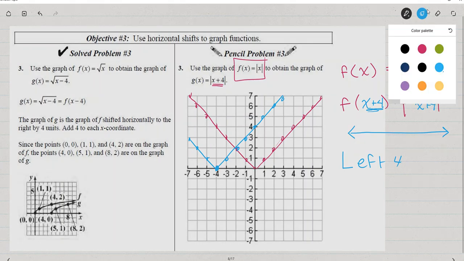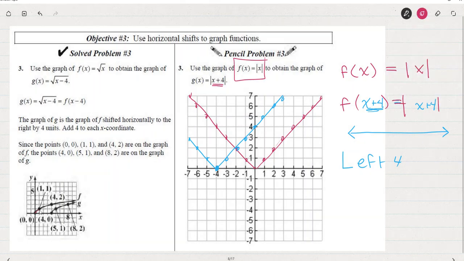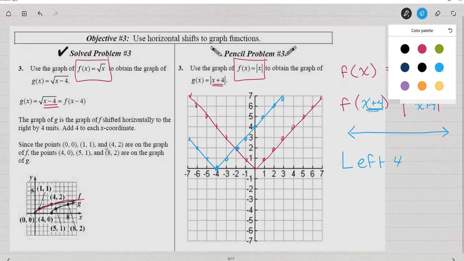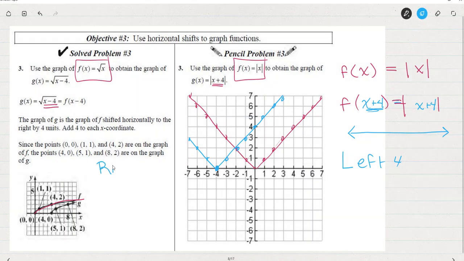If we look to the right, to this problem that was already done, here's our f of x equals the square root of x. In this shift, minus 4 is going to move the graph right 4. So we go from 0, 0 and go right to 4, 0. So that's a vertical and horizontal shift.